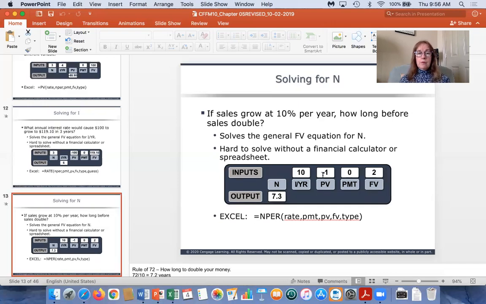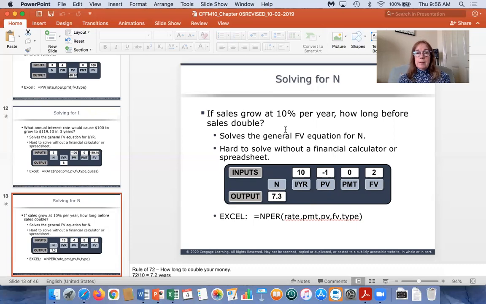Okay, here we're solving for N, and it's asking how long, if sales would grow at 10% per year, how long before sales would double? So they're just asking how long to double your money. So you can pick any number here as long as it's double for your present value and your future value, and you can hit compute N, and that will give you 7.3 years. So in 7.3 years at 10%, you would double your money.